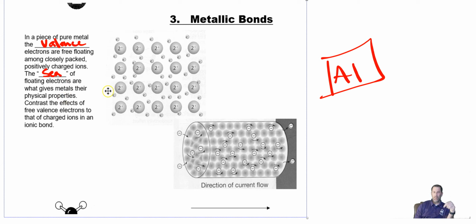All right. So it says contrast the effects of free valence electrons to that of charged ions in an ionic bond. So what that's saying is in a piece of metal, this electron is free to go wherever it feels like. Because really none of these nuclei want it, but all of them want it, all at the same time. It seems kind of weird, but if you just throw all the electrons out to move wherever they feel like, then all the metals can feel as though they have a full valence shell, when in reality they have too many. They just send them out to play.